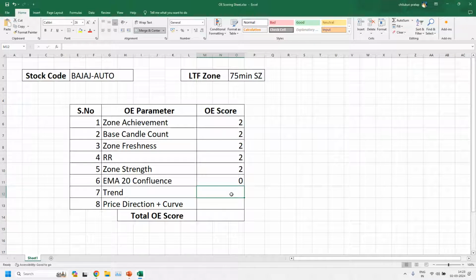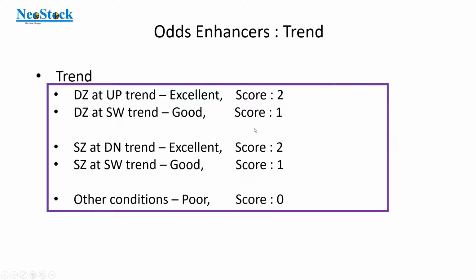And the next one is trend. We already learned trend. Demand zone at an uptrend is excellent, we give score 2. Demand zone at a sideways trend, we give score 1. Similarly, supply zone at a downtrend, we give the score 2. Supply zone at a sideways trend, we give the score 1.